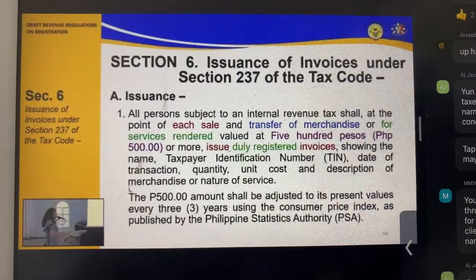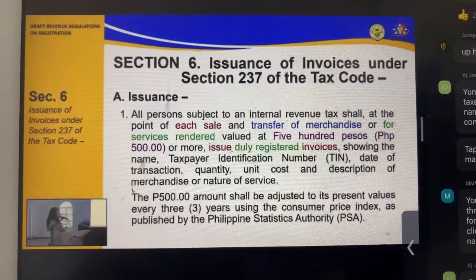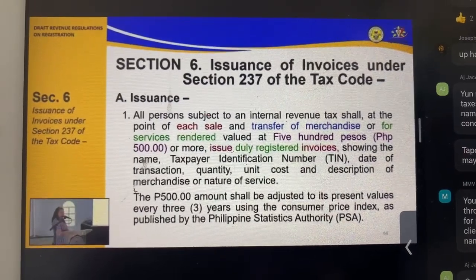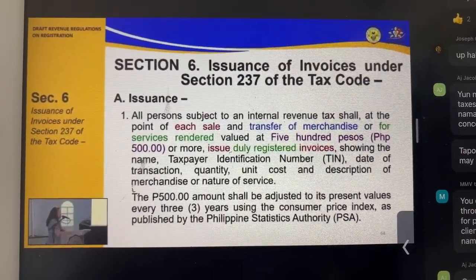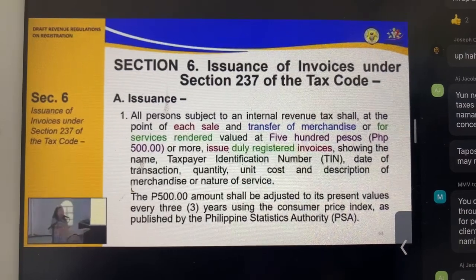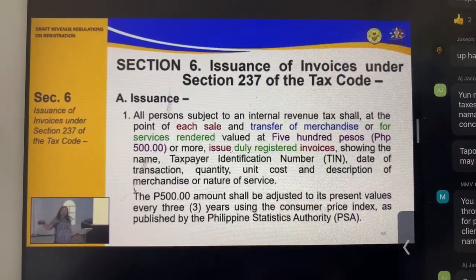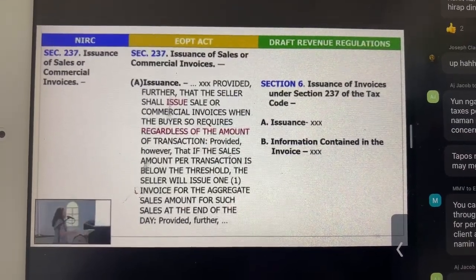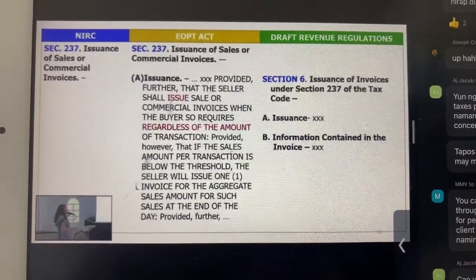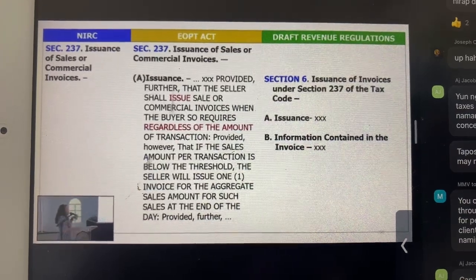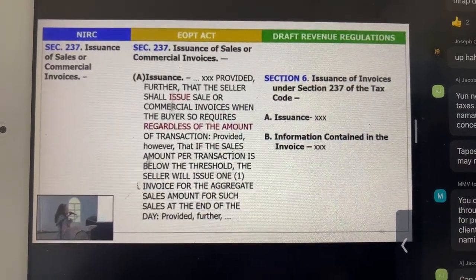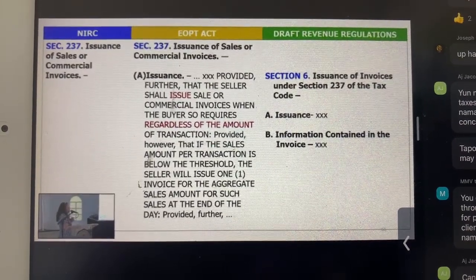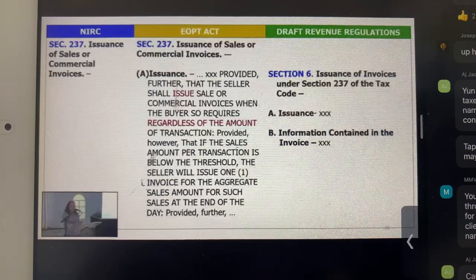Now, the 500 pesos amount shall be adjusted to its present value every 3 years using the Consumer Price Index published by PSA. That's strictly speaking. But, meron po tayong mga dagdag. Provided further that the seller shall issue sale or commercial invoices when the buyer so requires, regardless of amount of transaction. Okay, ito yung mas pinakatabihin eh.